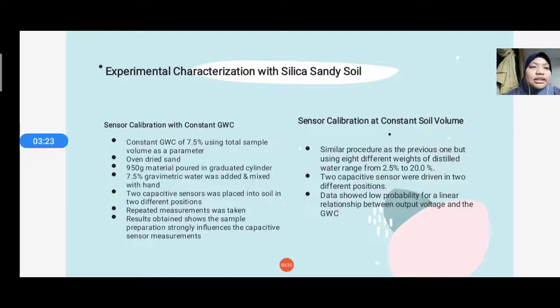And the second method is sensor calibration at constant soil volume. The procedure is similar to the previous one, but the only difference is they are using 8 different weights of distilled water, ranging from 2.5% to 20%. And then the two capacitive sensors were driven in two different positions, and the data show low probability for a linear relationship between output voltage and the GWC.